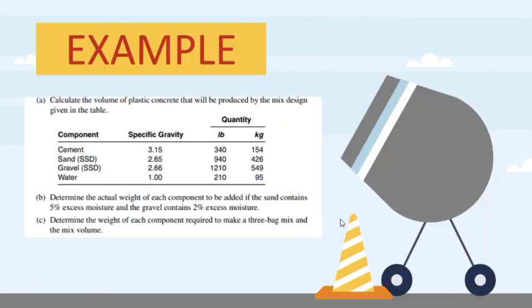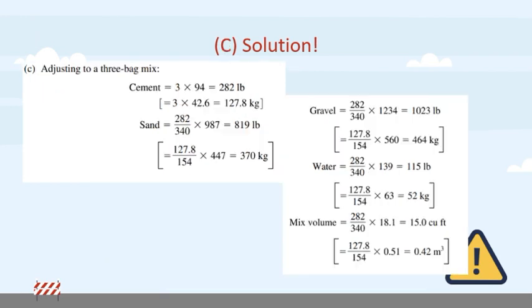So lastly, for letter C, determine the weight of each component required to make a 3-bag mix and the mix volume. For the solution for letter C, adjusting to a 3-bag mix, cement is 3 bags multiplied by 94 pounds, which is the standard weight of a sack, 94 pounds or 42.6 kilograms. So we'll get 282 pounds for 3 bags of cement.